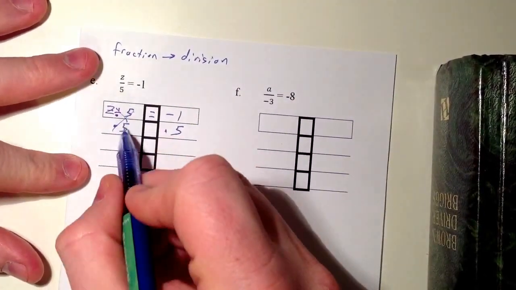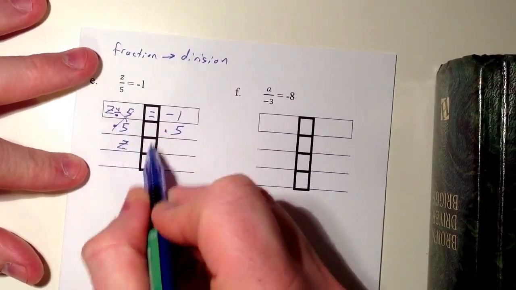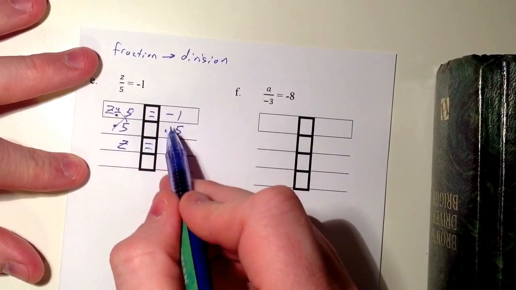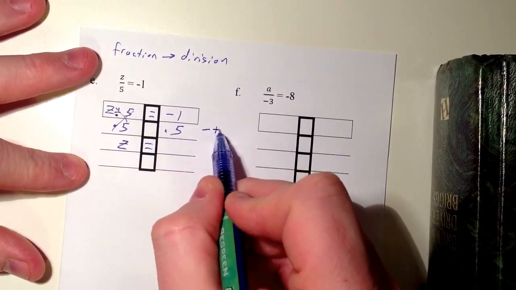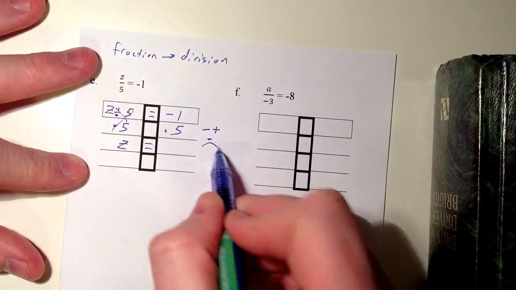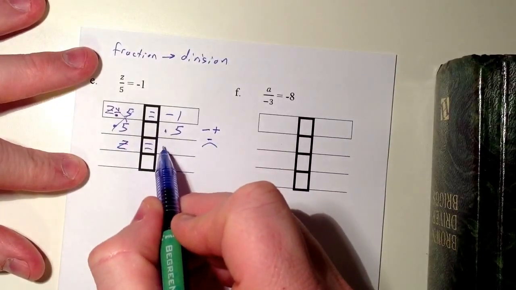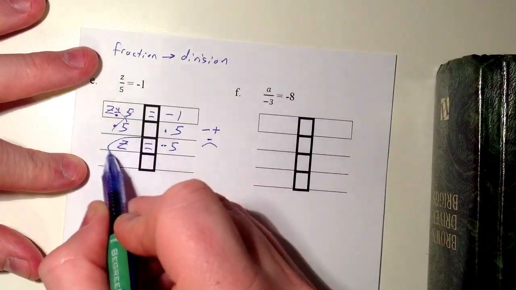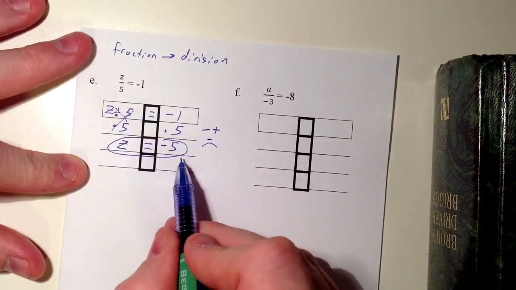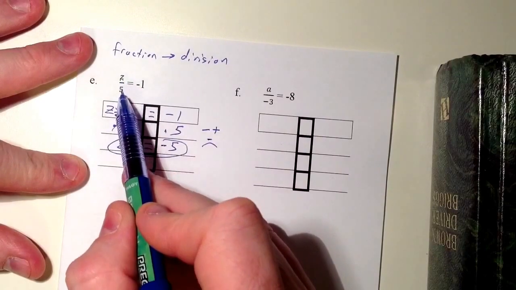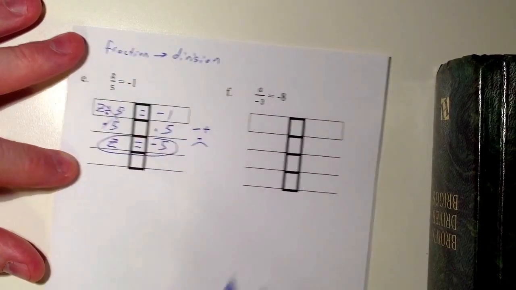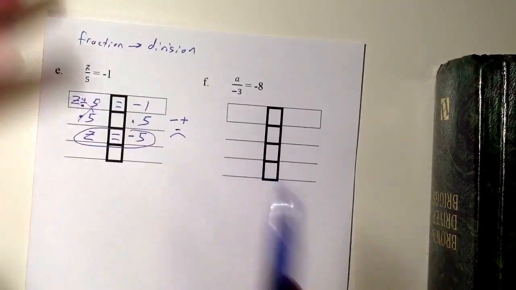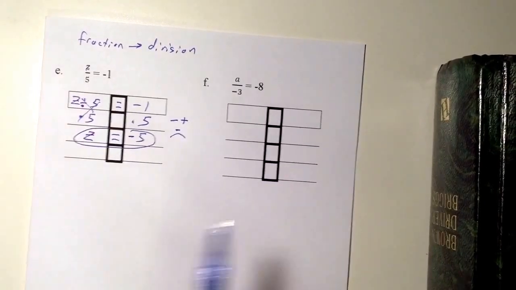All right, so these cancel out. I'm left with just z equals, in the middle. Negative times positive is a negative. So again, that's going to be a negative. 1 times 5 is 5. That's my answer, which should make sense, because -5 over 5 equals -1. Now all you do, try F, rewrite it, try F, and you're done.